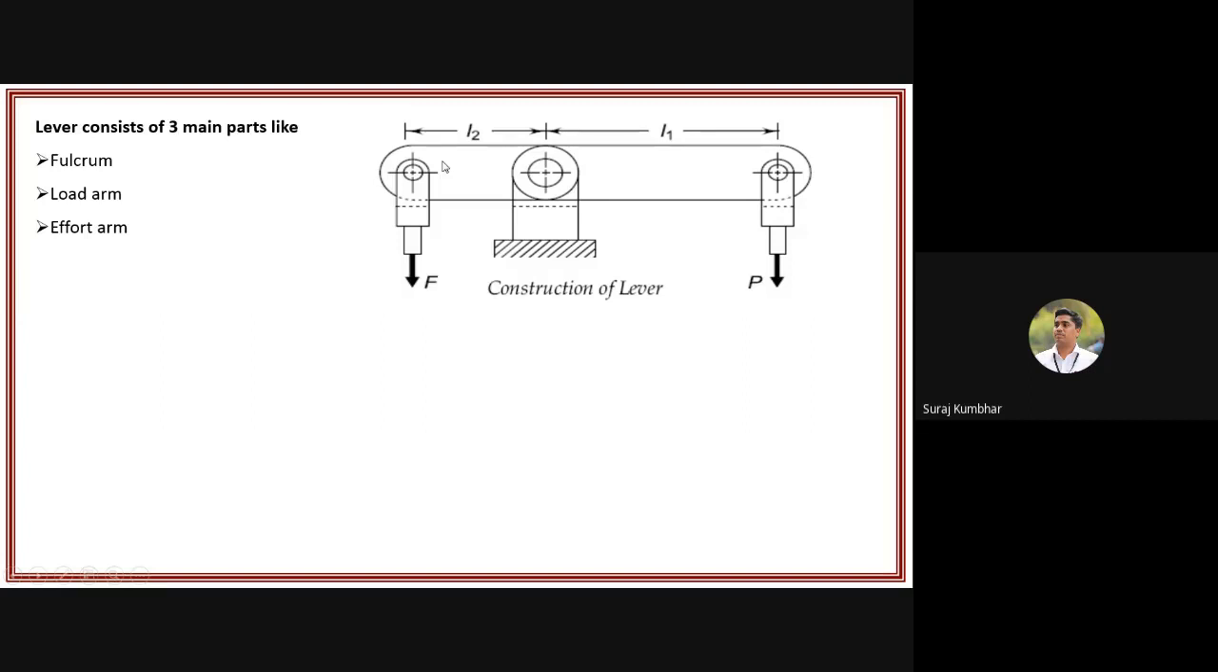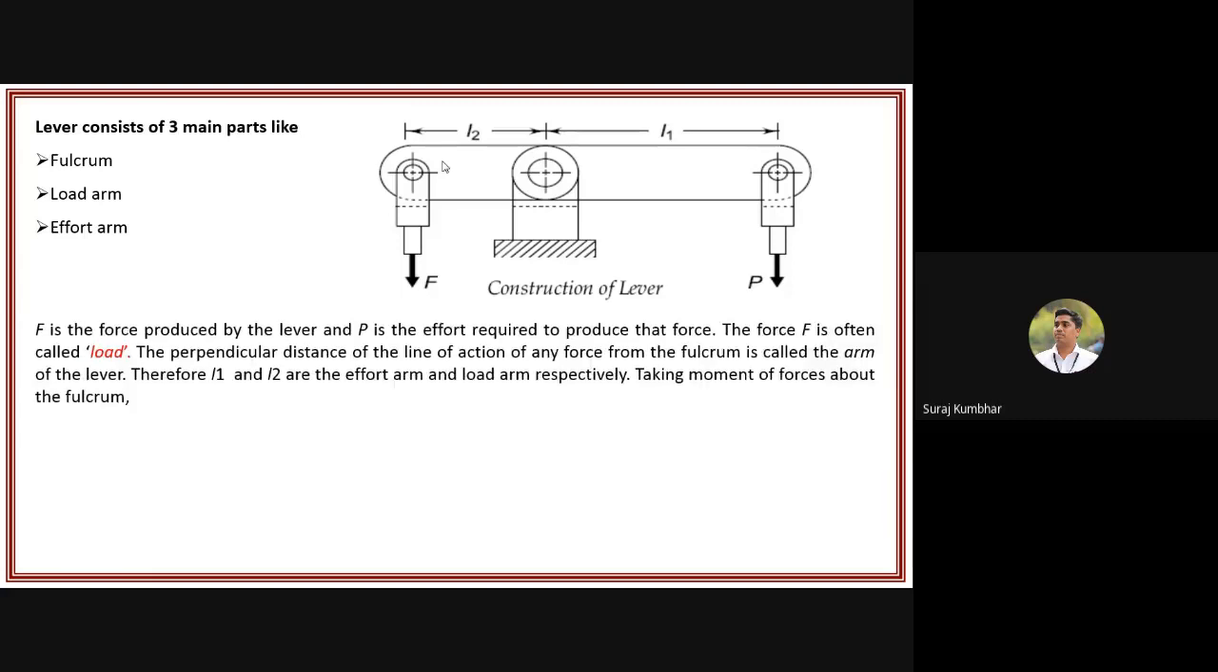Fine. I think up till now you are getting this. Now the next is that F is the force which is produced by the lever, and P is the effort which is required to produce that force. So F is the force produced by the lever, and P is the force required to produce that particular force. The force F is often called the load. I have already told you that F is nothing but the load.